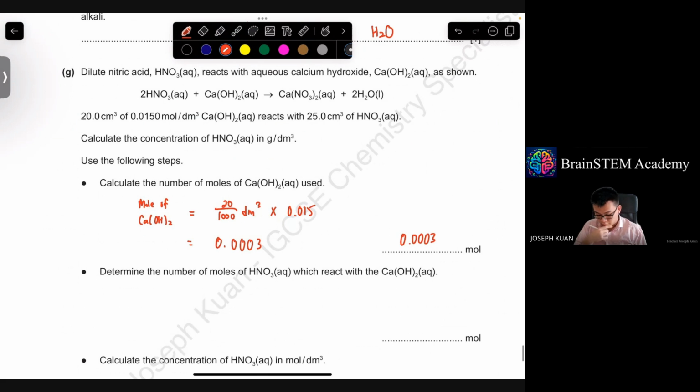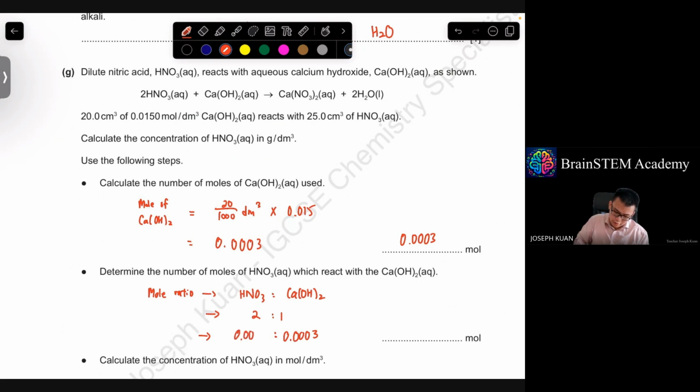Next, determine the number of moles of nitric acid which react with calcium hydroxide. So, based on the mole ratio from the equation itself, you see that nitric acid reacts with calcium hydroxide in a 2 to 1 ratio. So if you use 0.0003 moles of calcium hydroxide reacting with nitric acid, this will mean that 0.0006 moles of nitric acid is used.